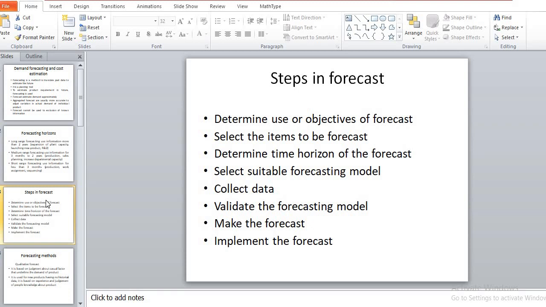So these are the different steps. Without a particular objective or aim, we cannot proceed further with forecasting. Select a particular product, select a particular time zone, and decide how much data, what period of data, we should collect. We select a particular forecasting model, collect data, apply that data to the forecasting model, make the forecast, and then try to implement that forecast for a particular product. So these are the different steps in forecasting.